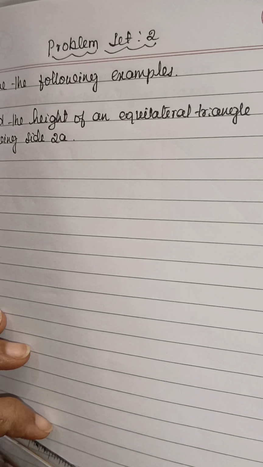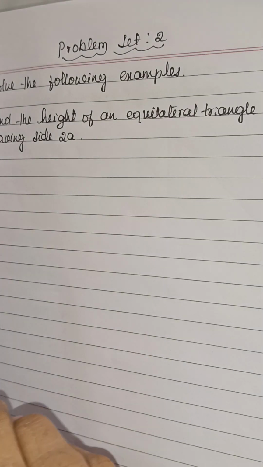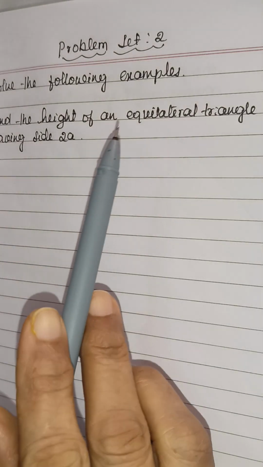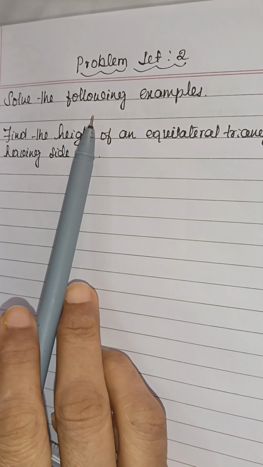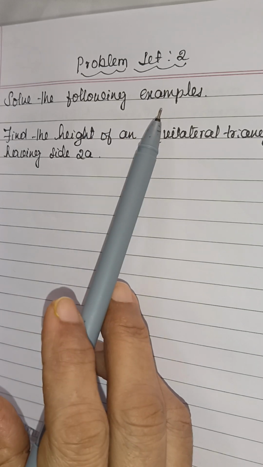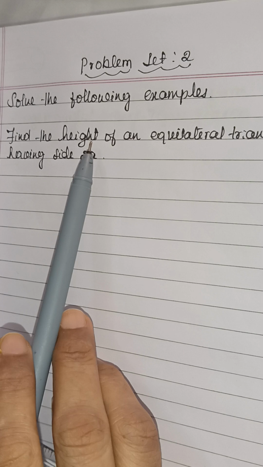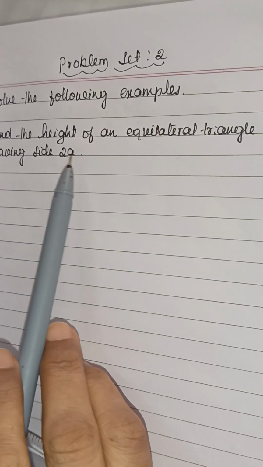Hello students, today we are going to solve 10th standard geometry, second chapter, Pythagoras theorem. In problem set 2, the second one is to solve the following examples. Find the height of an equilateral triangle having side 2A.